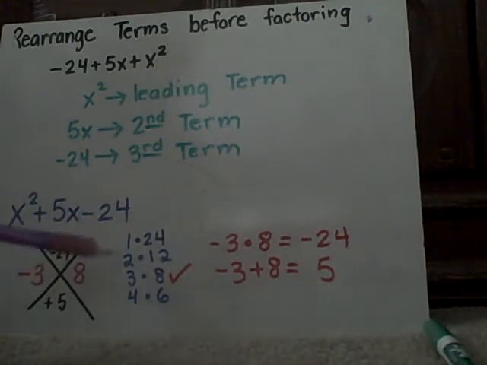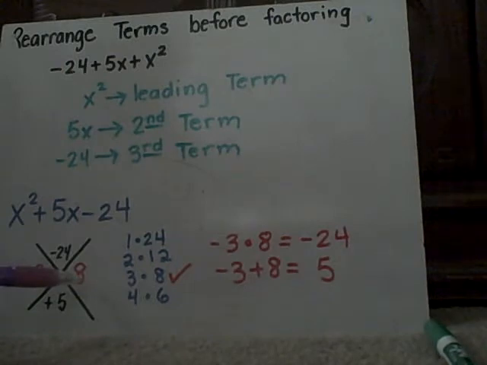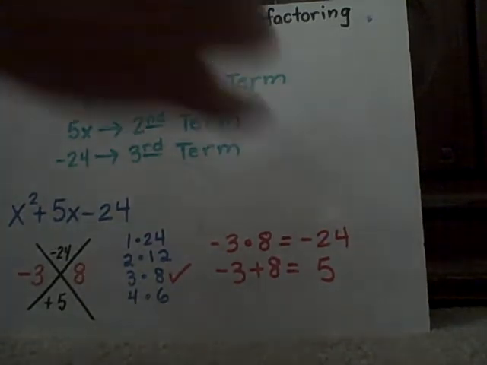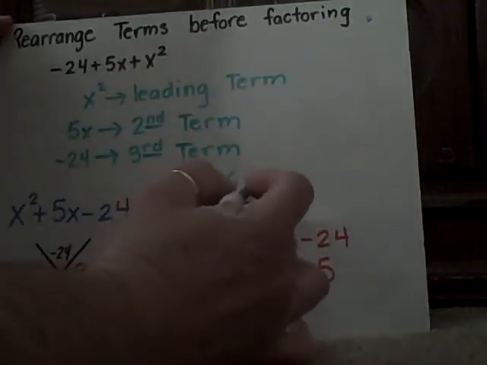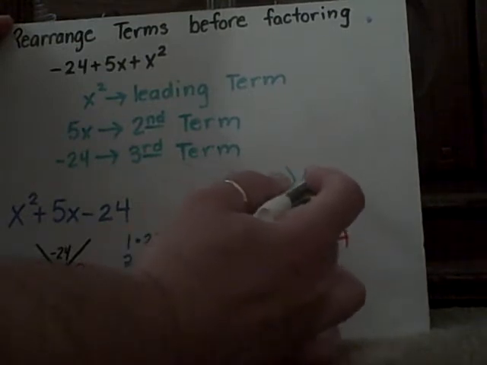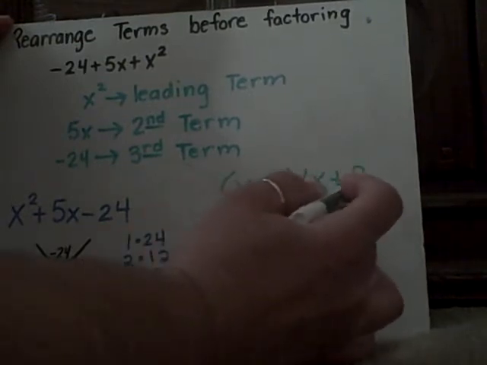We think of the different factors of 24: 1 times 24, 2 times 12, 3 times 8, and 4 times 6. What two numbers multiply to get a negative 24 and add to get a positive 5? Negative 3, positive 8 is the answer. So this one would be factored x minus 3, x plus 8.